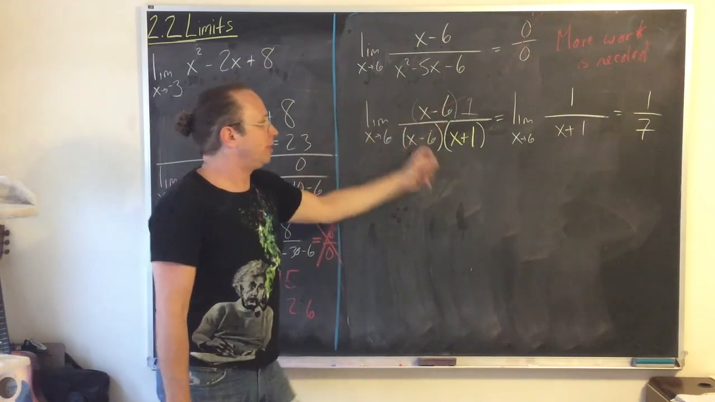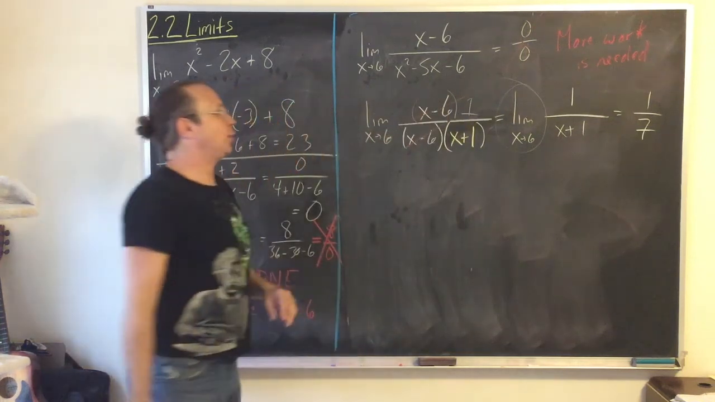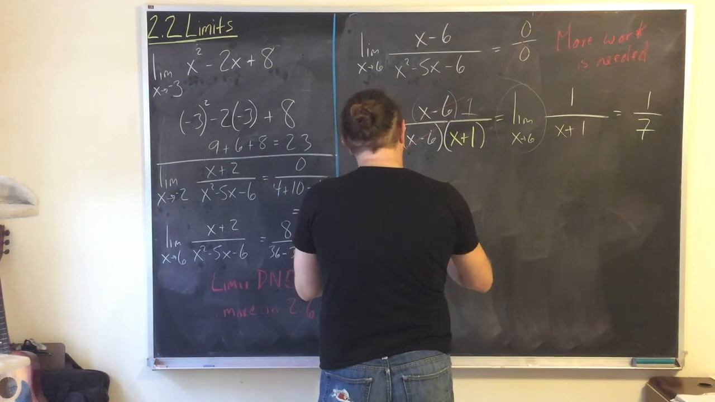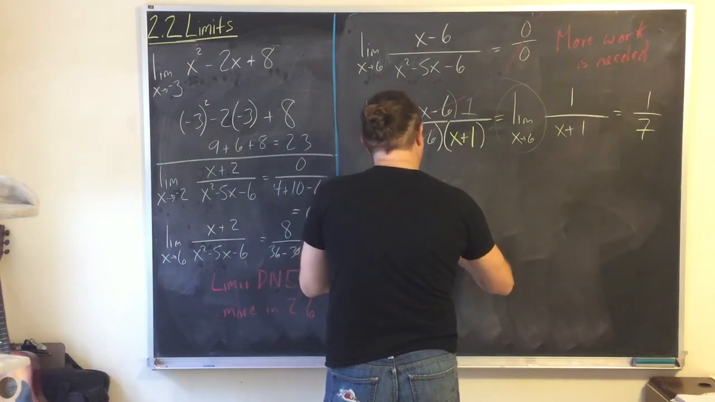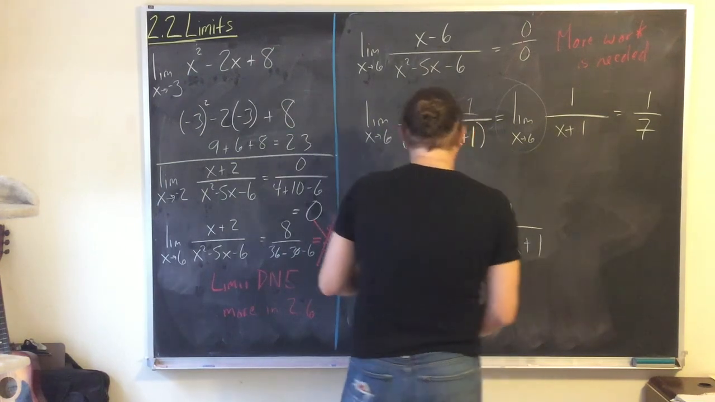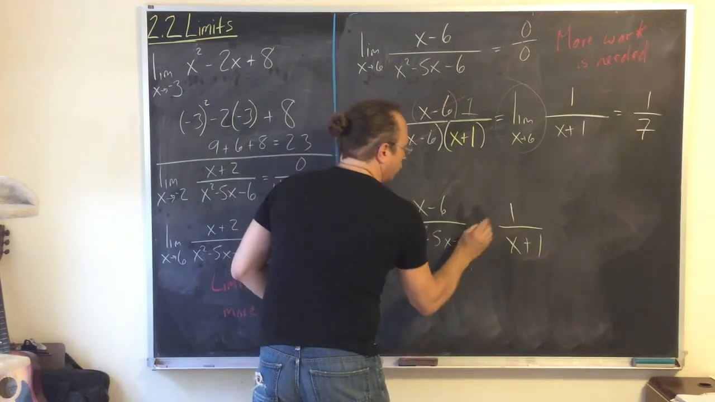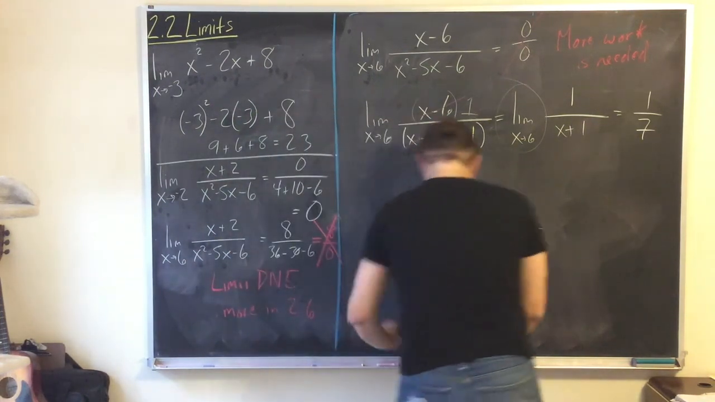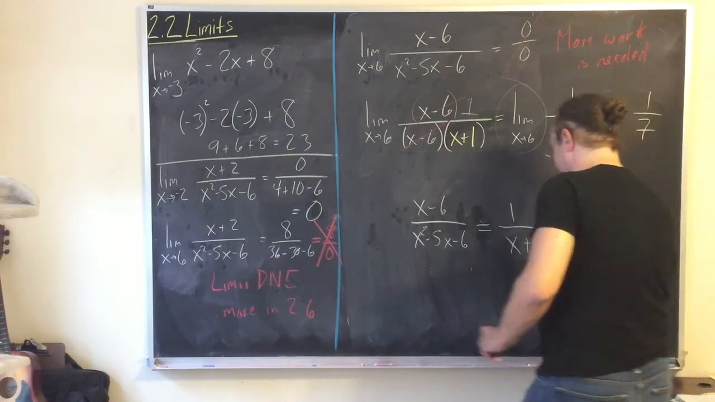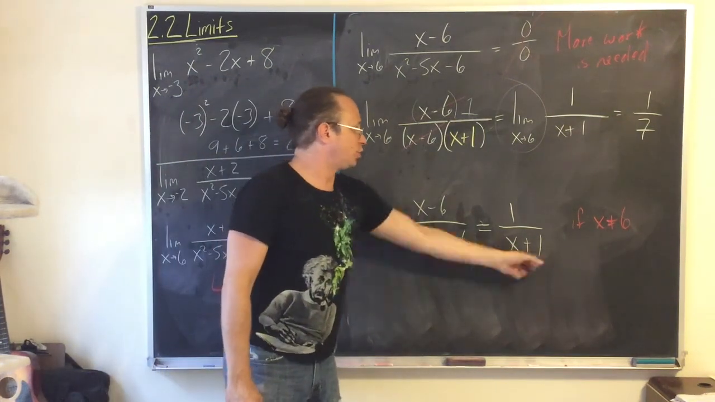You can factor, you can cancel, and get this. It is critically important that you write the word limit there, because this statement right here, while it looks almost true, these two things are only equal to each other if x does not equal 6. For any other number in the whole world, these two functions are the exact same thing.